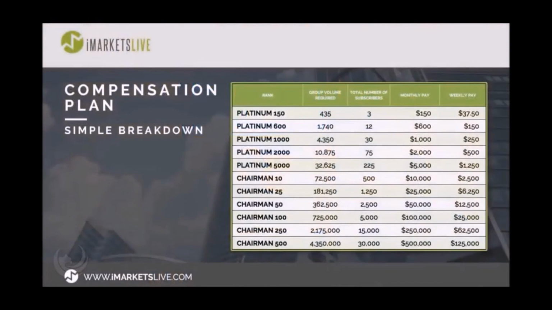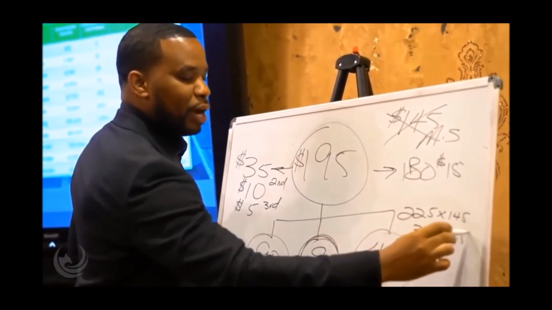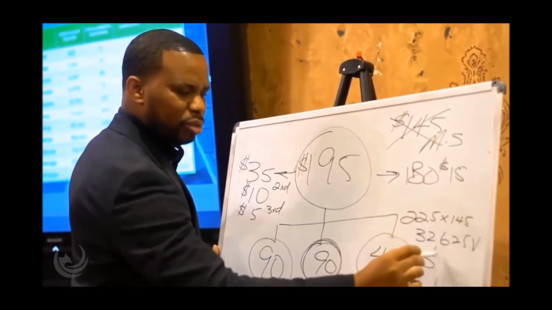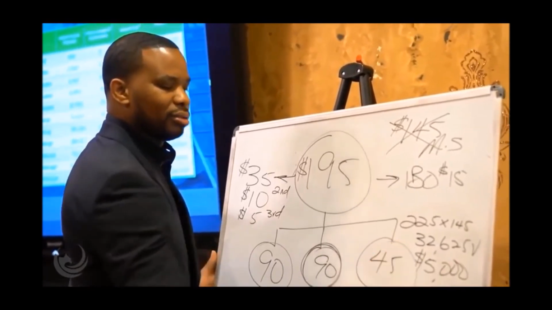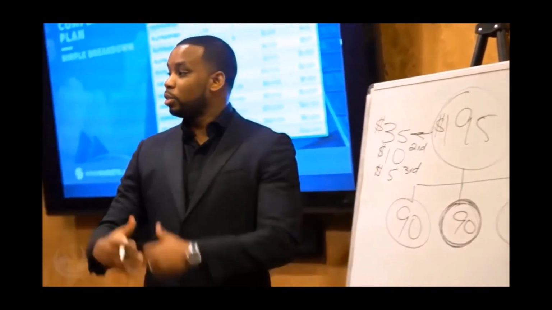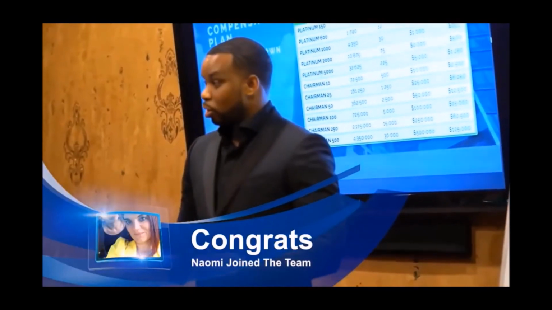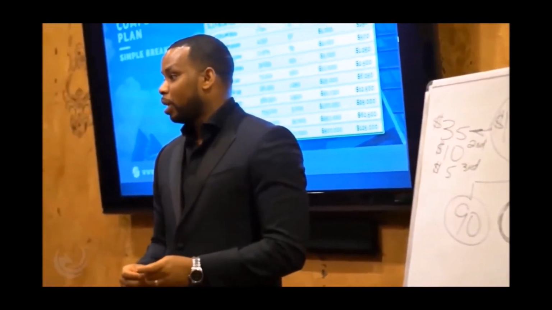You go Platinum 5,000, 90, 90, 45. So that's a total of 225 subscribers in your business, all right? Times 145 for the monthly subscription. This is $32,625 in volume. Your residual income is $5,000, ladies and gentlemen, and we could place 90 people below you and it would still count towards your 225. So literally, quite possibly, you can only build a team of 135 people and be at $5,000 a month residual.